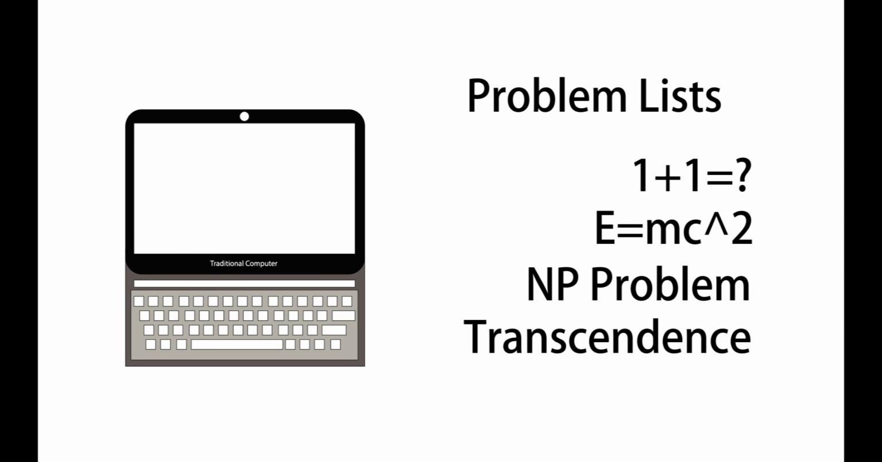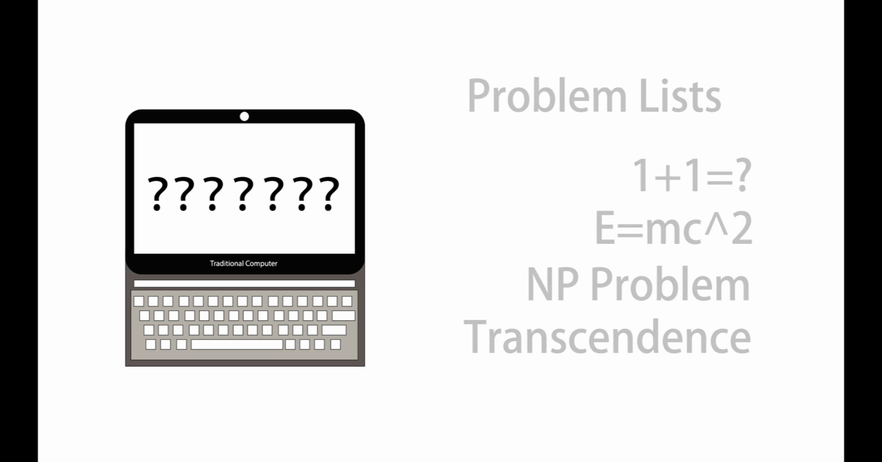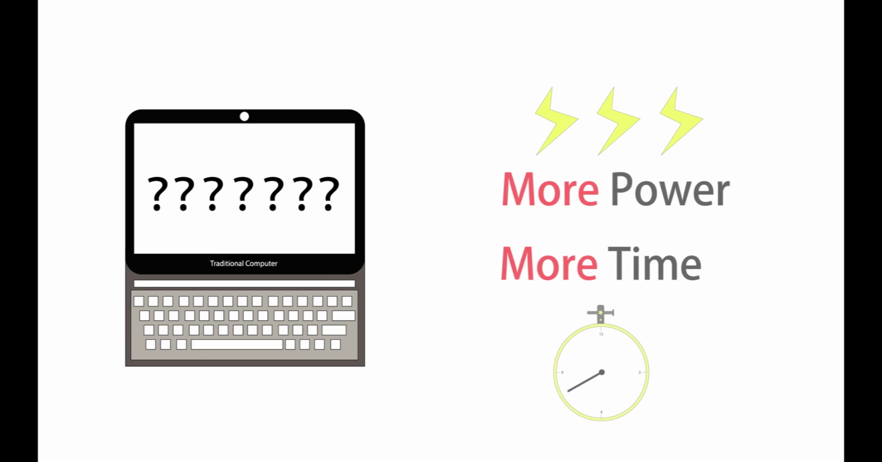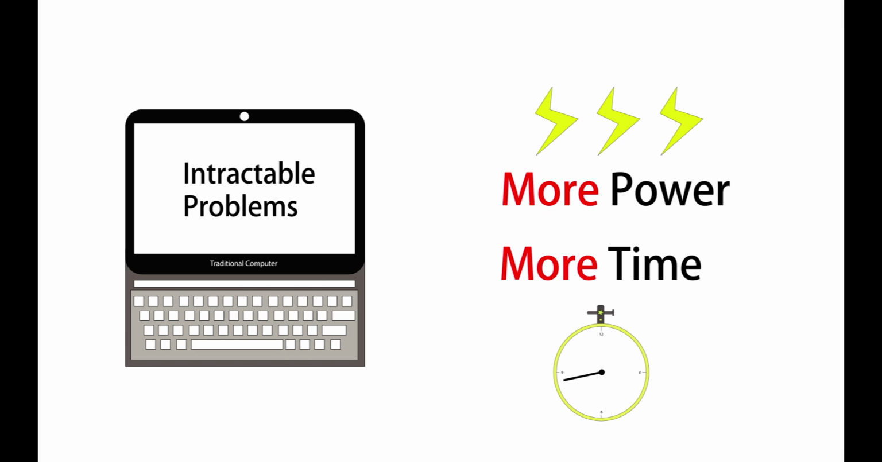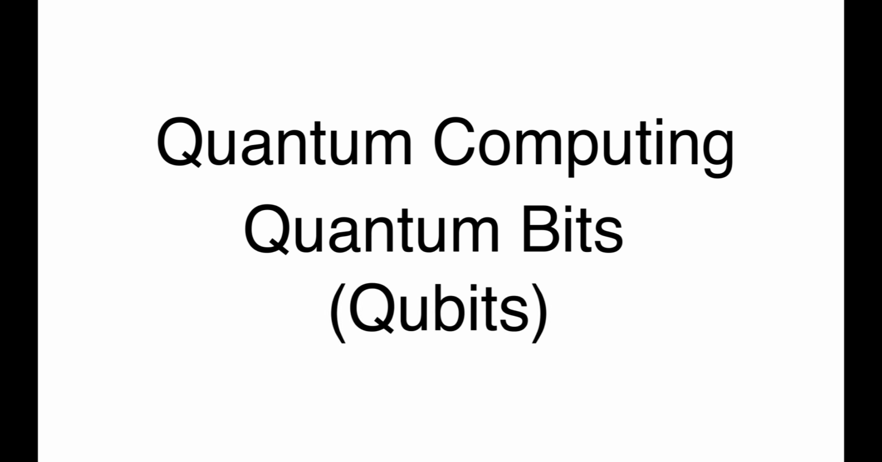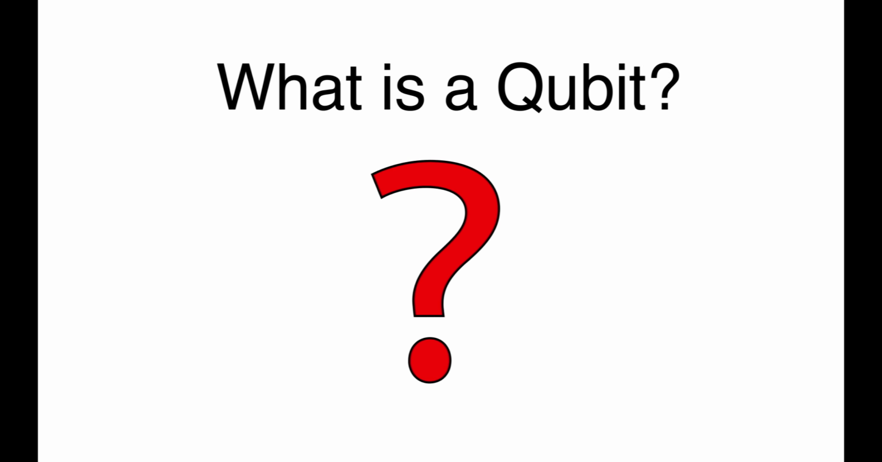But since most modern computers can only solve one problem at a time, the more complex the problem you want to solve, the more steps they will need to take to do it. Some problems can be so complex that they will need more computing power and more time than we can reasonably supply. These are called intractable problems. That's where quantum computing comes in, which relies on quantum bits, or qubits for short. But what is a qubit?